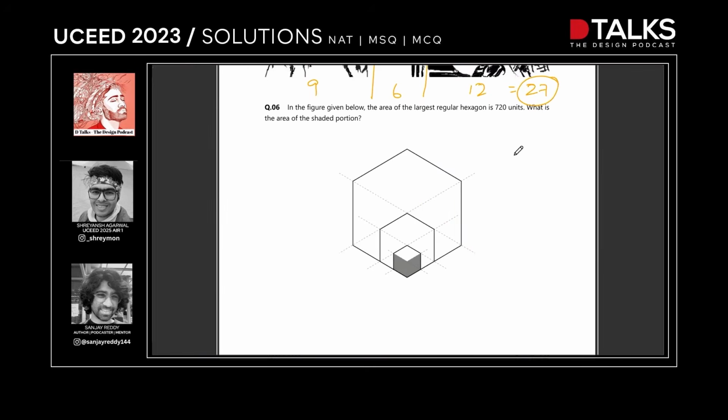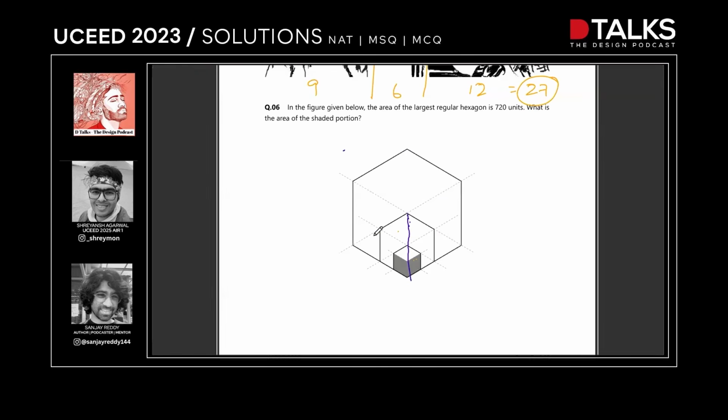In the figure given below, the area of the largest regular hexagon is 720 units. What is the area of the shaded portion? This question says the area of the larger hexagon is 720. What I'm going to do is draw this line.